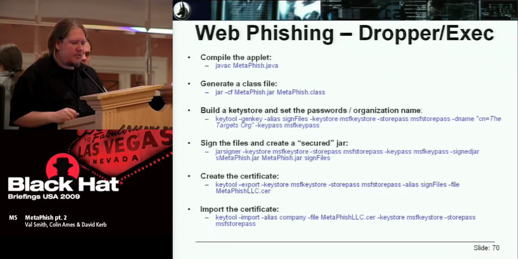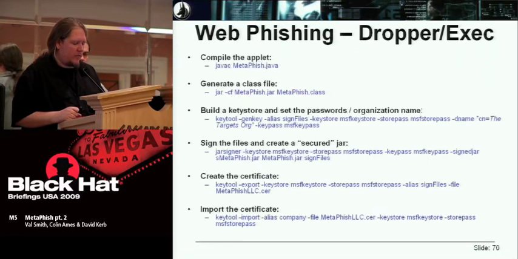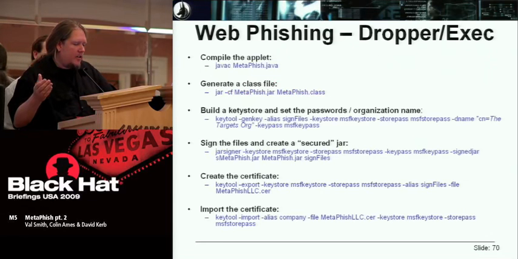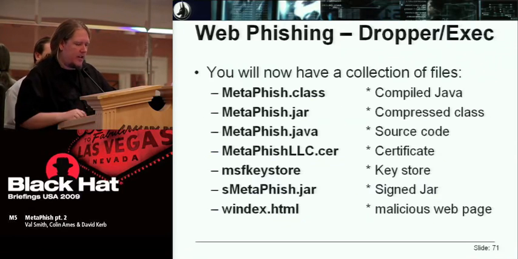But 99% of the users out there are going to have no idea what's going on. So first thing you do is you take this code up here. You can modify it if you want or make it better. I'm not a Java programmer, so it's probably pretty crappy. Compile the applet, generate a class file, build a key store, and set the passwords to whatever your target organization's name is. Sign it and create a secured jar, generate a certificate, import it, and then off you go.